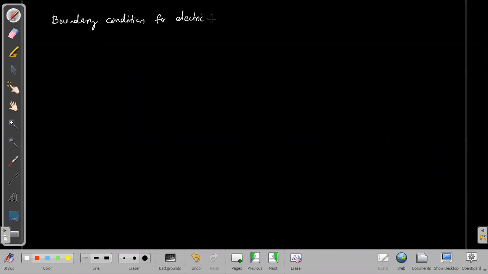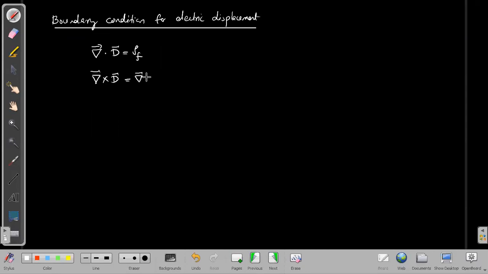So, boundary conditions for electric displacement. The derivation of boundary conditions we have discussed in detail while discussing electrostatics. Basically we can derive it from the integral equation. First we can write the differential equations for the displacement. They are del dot D equal to rho F and del cross D equal to del cross P.